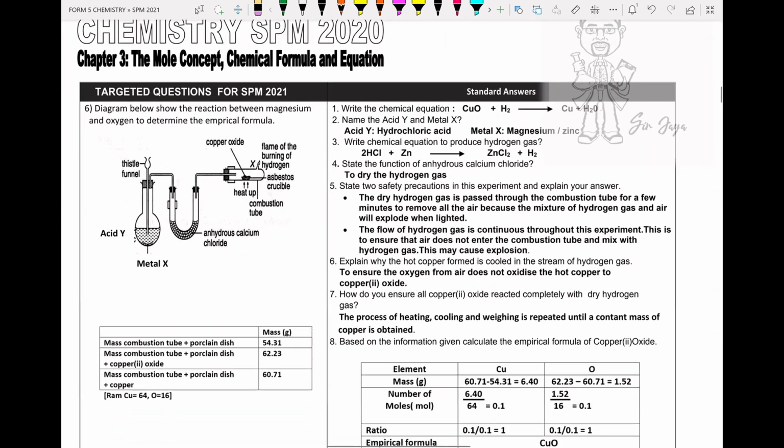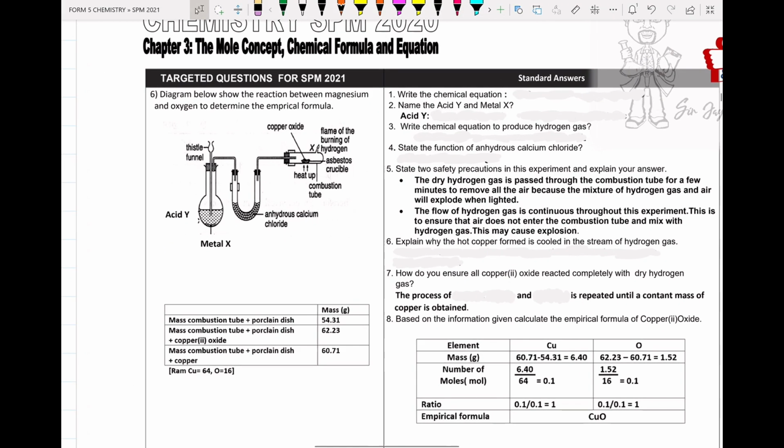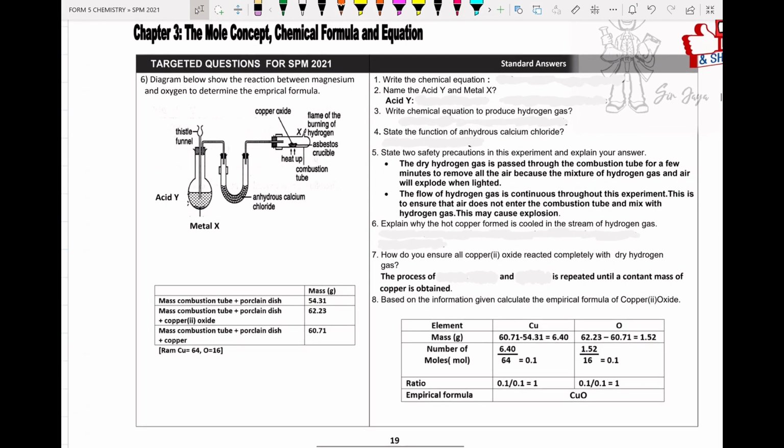Next, we move on to determining the empirical formula of copper(II) oxide, the empirical formula of a less reactive metal. So here this will be copper(II) oxide. Make sure to remember the name of copper(II) oxide and put the oxidation number. This copper(II) oxide is a black powder, and we can use this method to determine the empirical formula of a less reactive metal from its metal oxide, copper(II) oxide or lead(II) oxide.